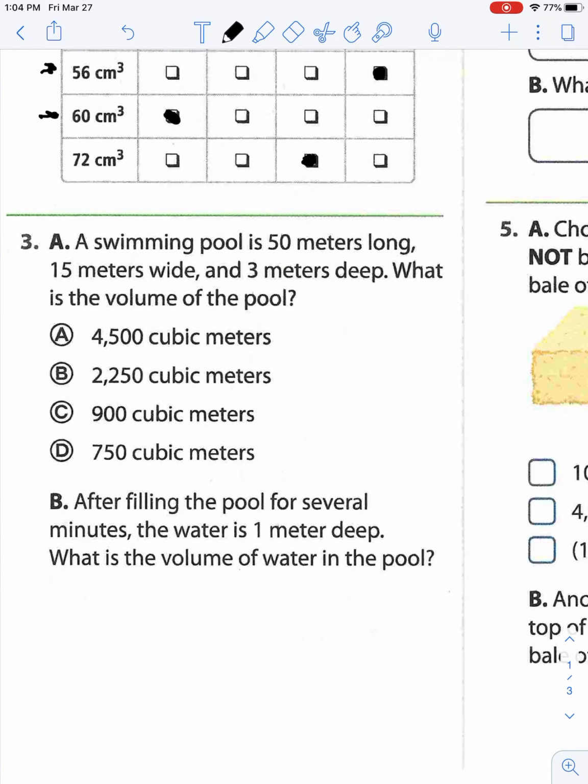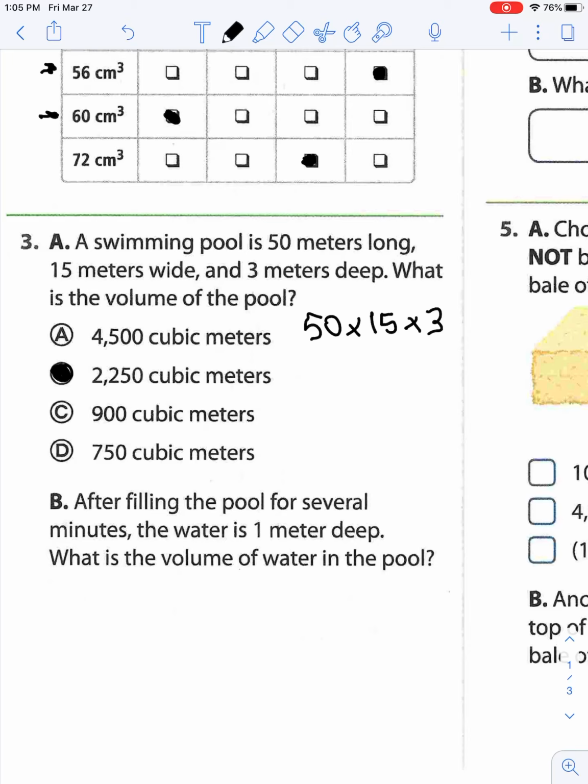Okay. A swimming pool is 50 meters long, 15 meters wide, and 3 meters deep. What is the volume of this pool? So this is 50 times 15 times 3. And when you do, boy, that's not very deep, 3 meters deep. I guess it is a deep pool. When you do all the math, you're going to end up with this answer.